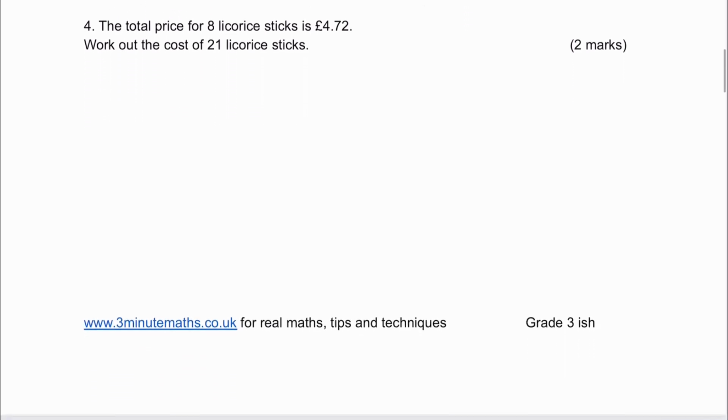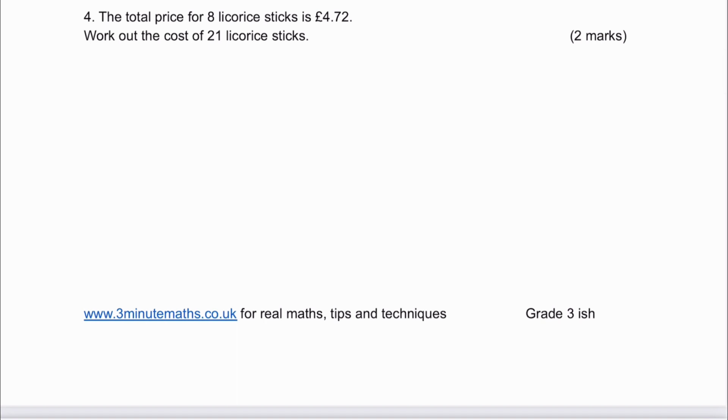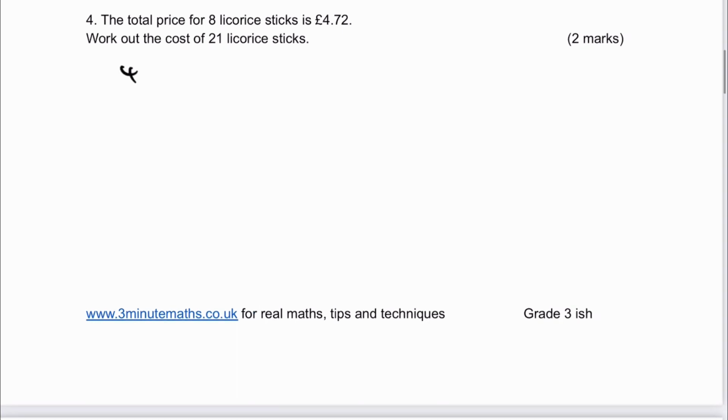So number 4 is total price for 8 licorice sticks. Well, again, I can use a similar thing because in these particular types of questions, you don't really need to do it this way if you don't like to. But for me, I'm very used to dealing with equivalent fractions, and equivalent fractions just make my life a whole lot easier. Okay, and therefore I can work out that each licorice stick is going to be 59p.